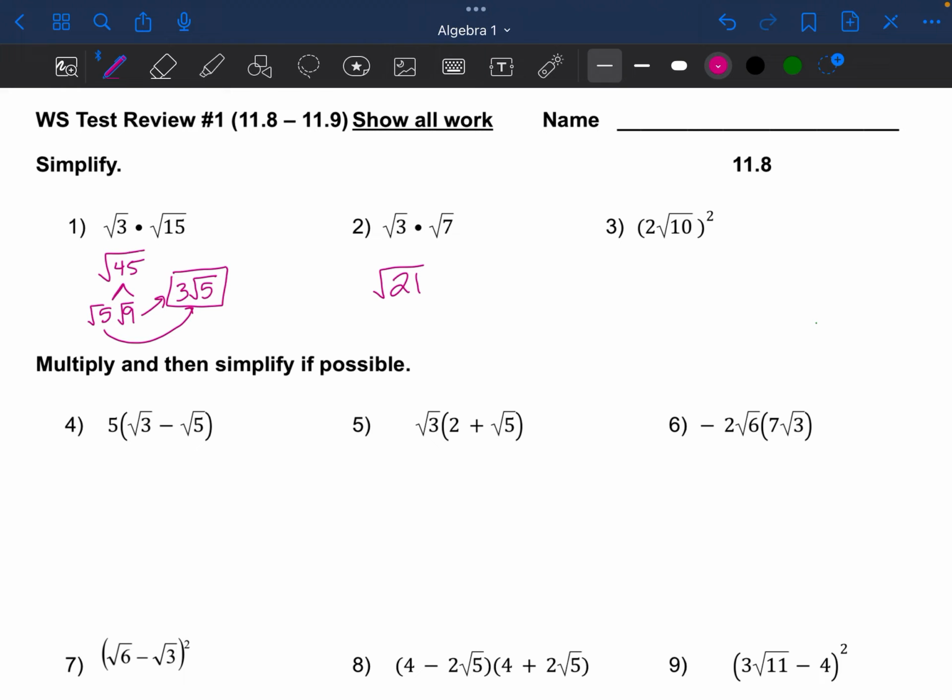Looking at number 3, it's multiplication in between these two. So that means we can go through and distribute the square, right? Multiplication's nice like that. We can just do those easier steps. So then we'll have 2 squared times the square root of 10 squared. Making sure it's multiplication in between, not addition. 2 to the second power is 4. The square root of 10 squared, well, the square root goes away and we're just left with 10. So that looks like 40. It's going to be our final answer.